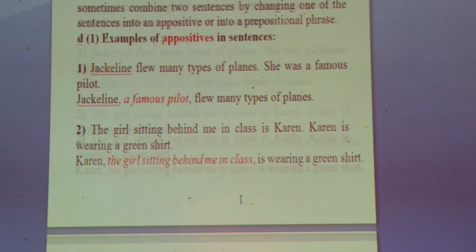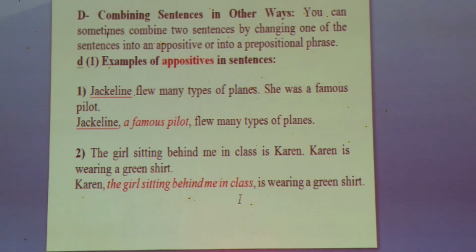There are other ways to combine sentences by appositives. What are appositives? You can see in red here the appositive. It is an additional information which is used at the beginning of a sentence linked with two commas, one before and one after. This sentence can simply be, Jacqueline flew many types of planes. But the appositive here is the additional information, a famous pilot.